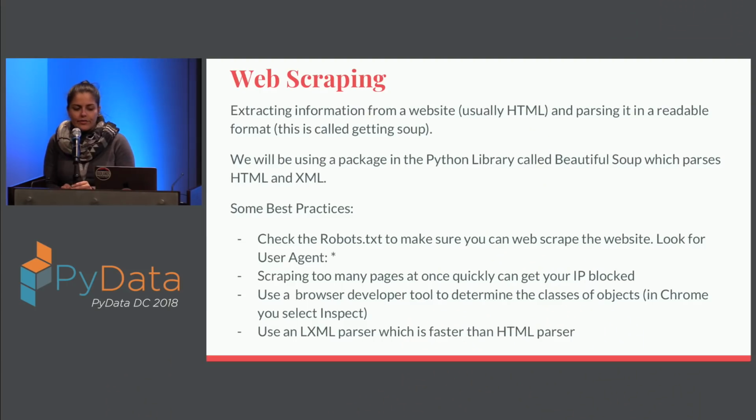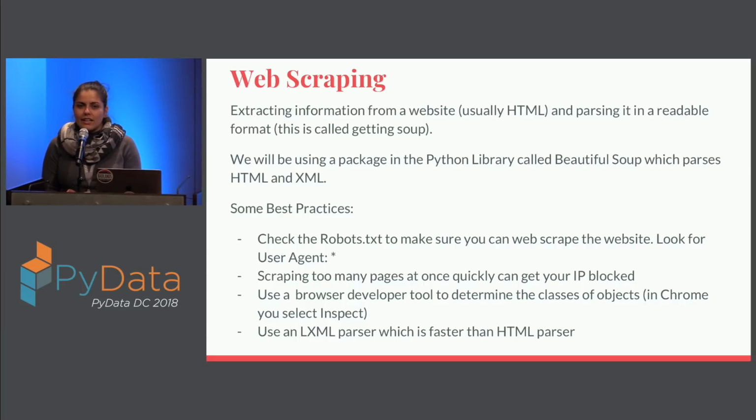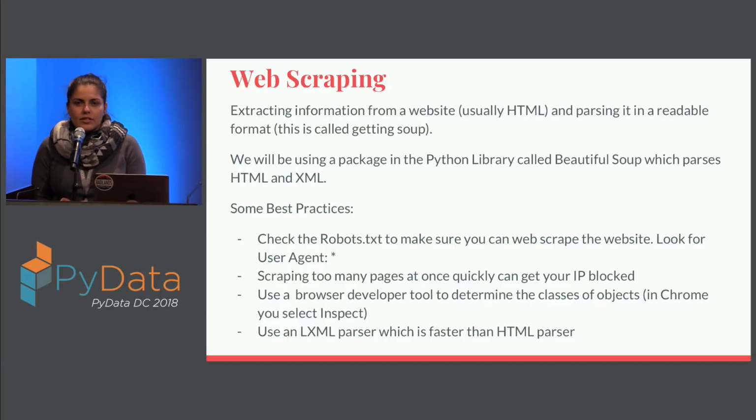you'll enjoy this one. So what is web scraping? Web scraping is extracting information from a website, usually HTML, and you parse it in a readable format. This is called getting the soup. Data sometimes is not always readily available to you, right? Ideally, it's in a warehouse or someone can send you a CSV, but sometimes that data doesn't exist and it exists on the web page. So you will use Beautiful Soup to parse the web to get information.